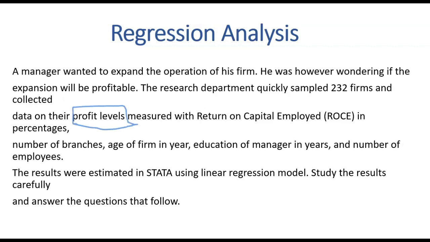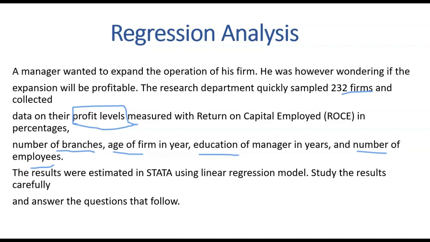And if you want to know the profit level of any firm, there are a lot of things that you can look at. You can look at their budget. You can also look at their profit for a year and other factors. But this particular research decided to just look at the number of branches of those firms. The research also looked at the age of the firm, the education of the manager, the person in charge, how old he is, and the number of employees. How many employees do they have to work for them?